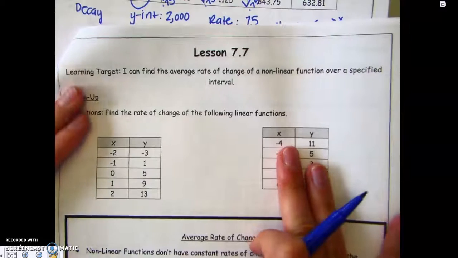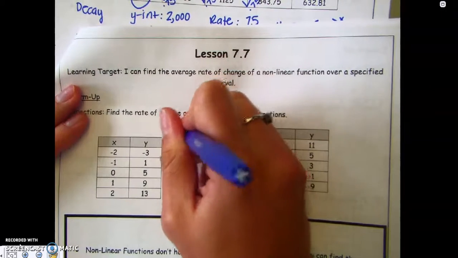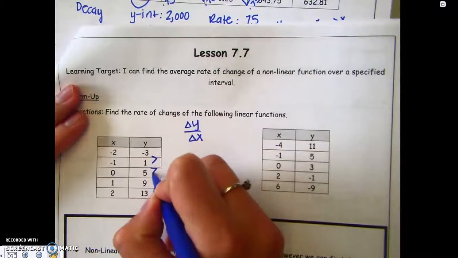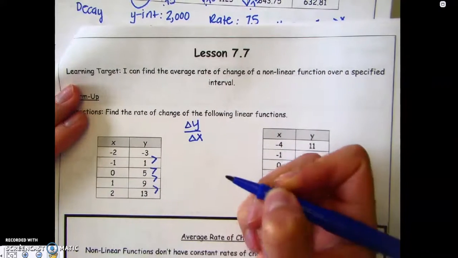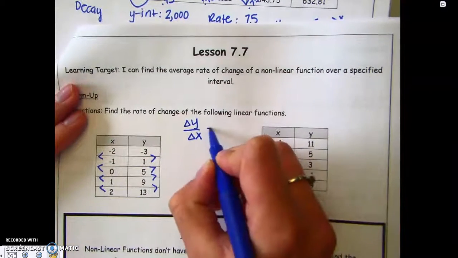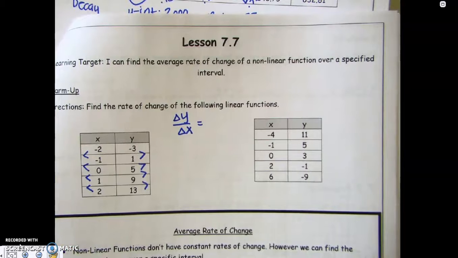Both of these represent lines. If you remember, the rate of change, or the slope, is calculated by the change in y over the change in x. So we're going to look at each of your tables, decide what your change in y is, decide what your change in x is, and then divide those two numbers. Take a minute and complete this. Make sure you refresh your memory on how to find the slope or rate of change of a linear function.